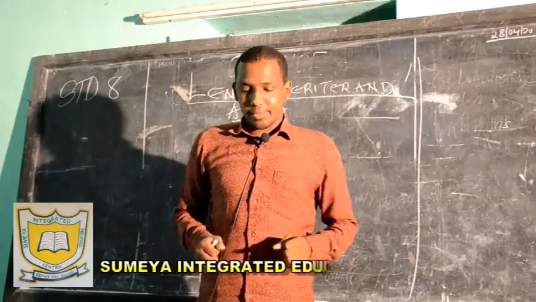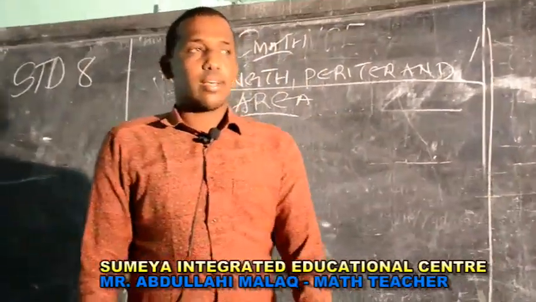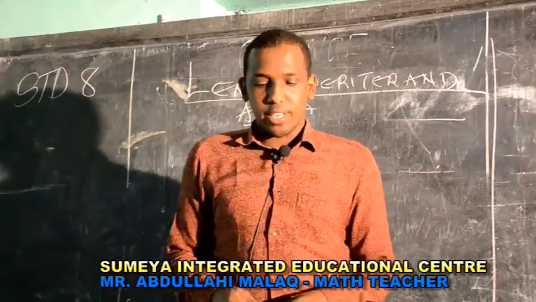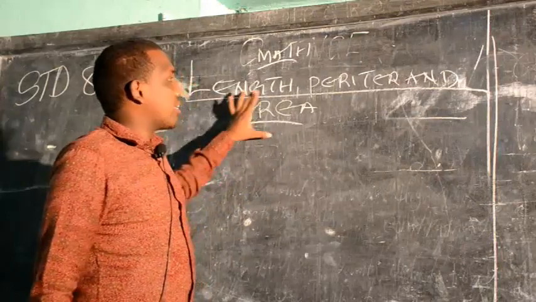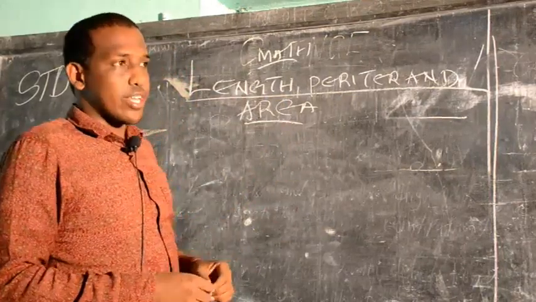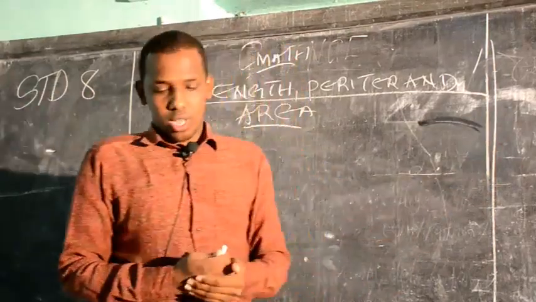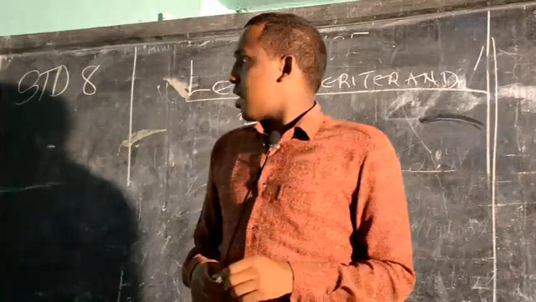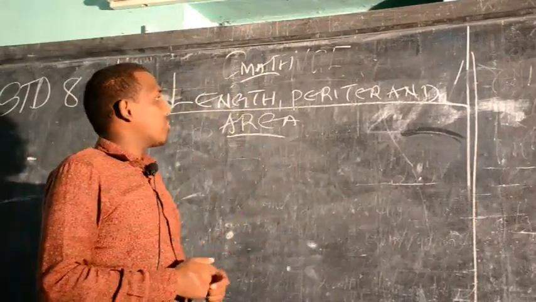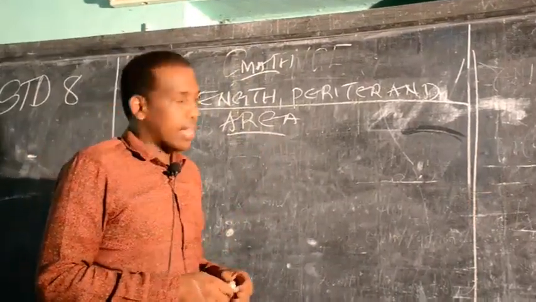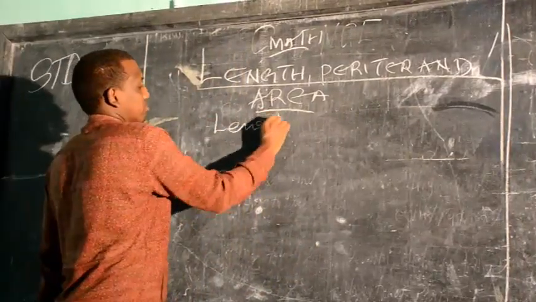Mr. Abdullahi again. We would like to handle mathematics. Remember, in our previous lessons we have been handling algebra, and today we are starting length, perimeter, and area. I also requested my learners to go through those questions after the algebraic topic. So today we are starting length, perimeter, and area. Under it, we shall be looking at length.